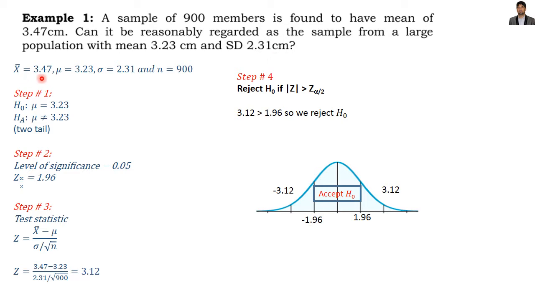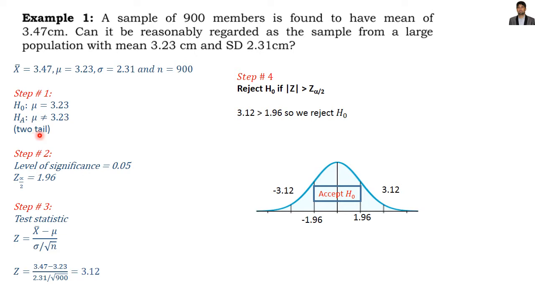X bar is equal to 3.47, mu is equal to 3.23, sigma is equal to 2.31 and n is equal to 900. X bar means sample mean, mu means mean from the population, sigma means SD from the population. Step number 1, we will develop our hypothesis.